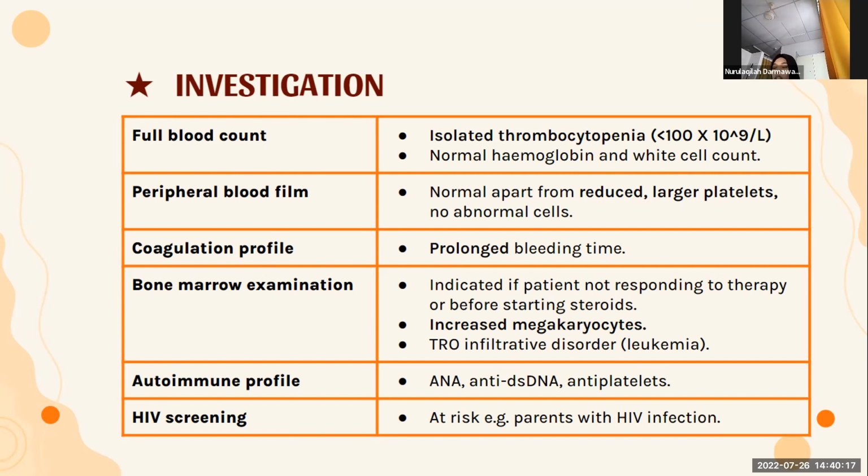And then bone marrow examination can be indicated if the patient does not respond to therapy, or before starting steroid, especially in a patient that we suspect to have malignancy like leukemia. The result shows increased megakaryocytes for a patient who has ITP. It is also done to exclude infiltrative disorders like leukemia. An autoimmune profile can also be done, such as anti-nuclear antibody, anti-double-stranded DNA, and antiplatelet antibody, also to rule out other autoimmune diseases.